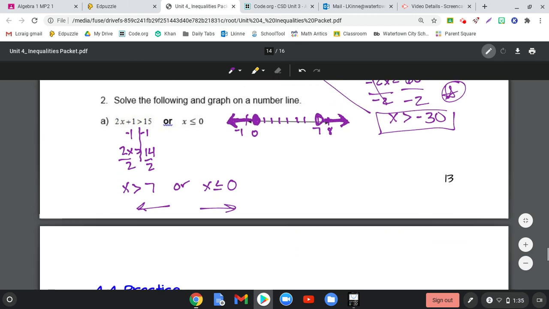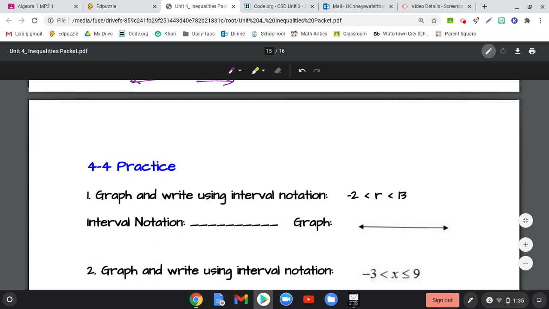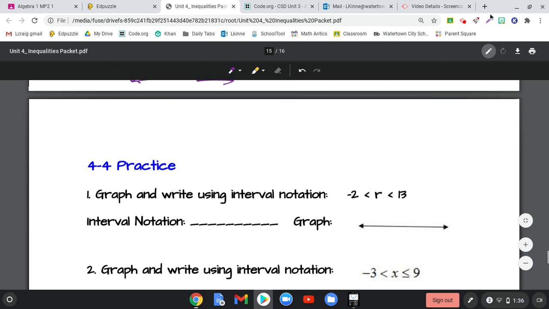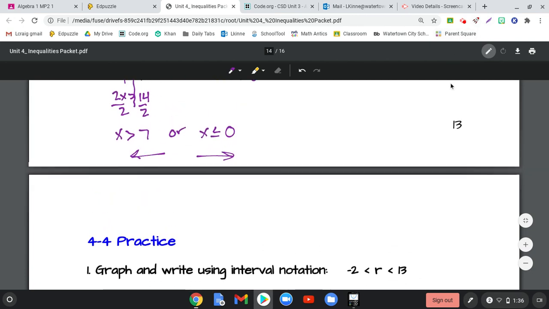All right, so we're going to stop there. The last part of this unit is going to be to finish this practice on the next couple of pages, 14 and 15, and then we'll be set with our unit. So make sure you get the practice in. We'll be talking more about it with some review before your quiz.